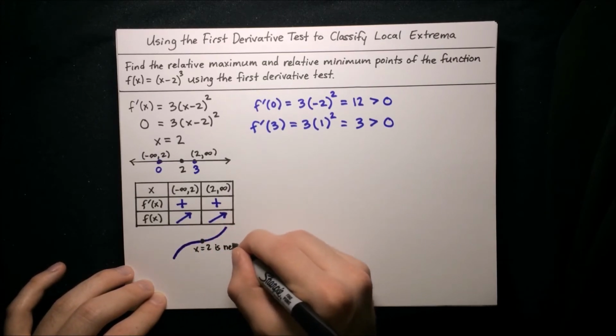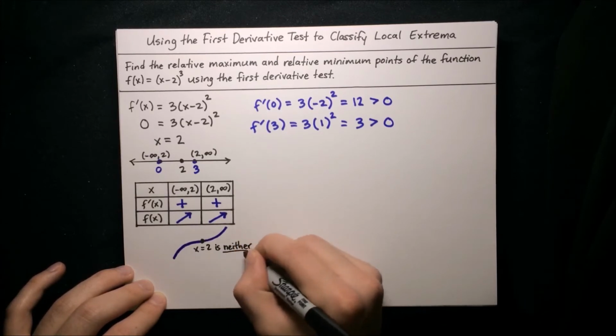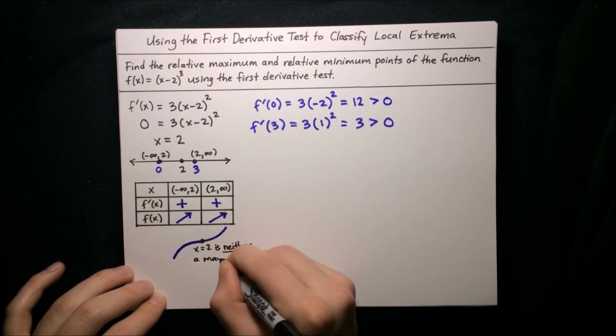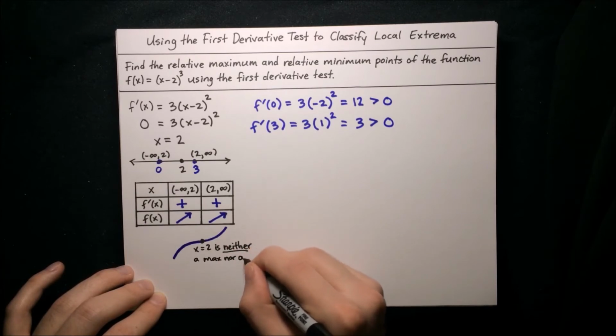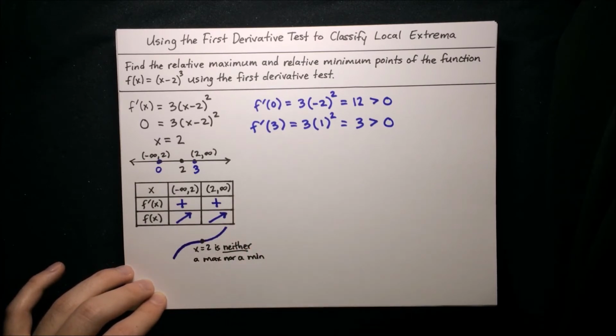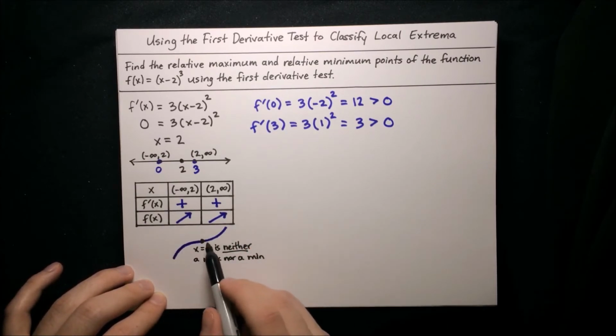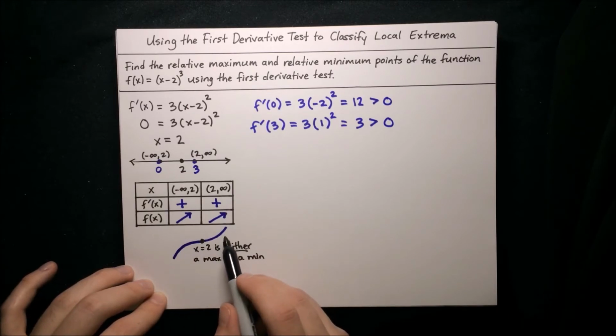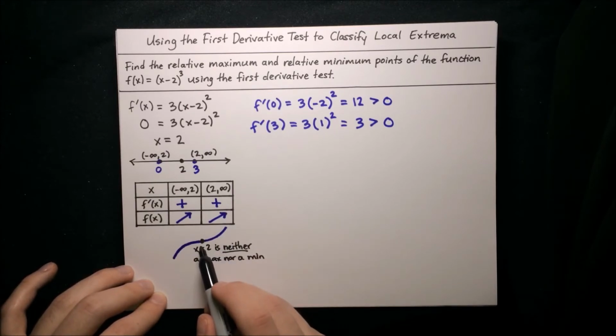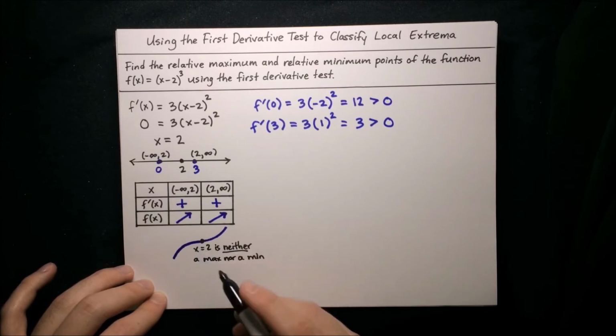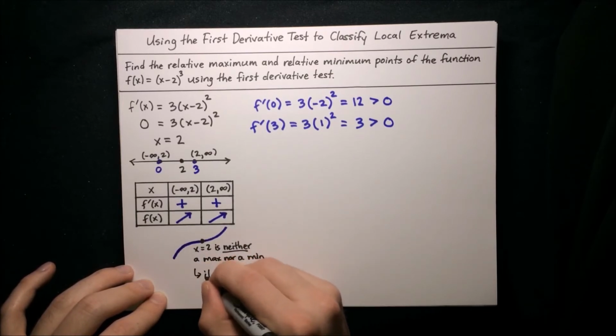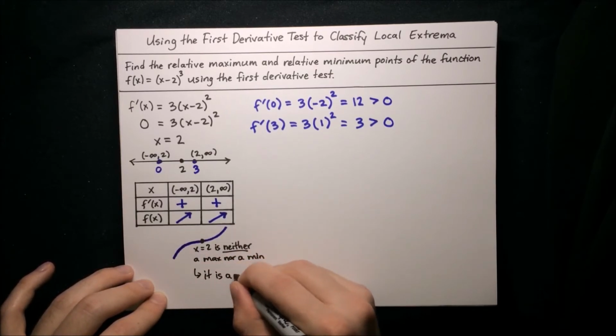So we see that this critical point, x equals 2, is neither a max nor a min. There are lower values to the left of it, but higher values to the right of it. The function is just flat at that area, but it doesn't form a peak nor a valley. We call it a saddle point.